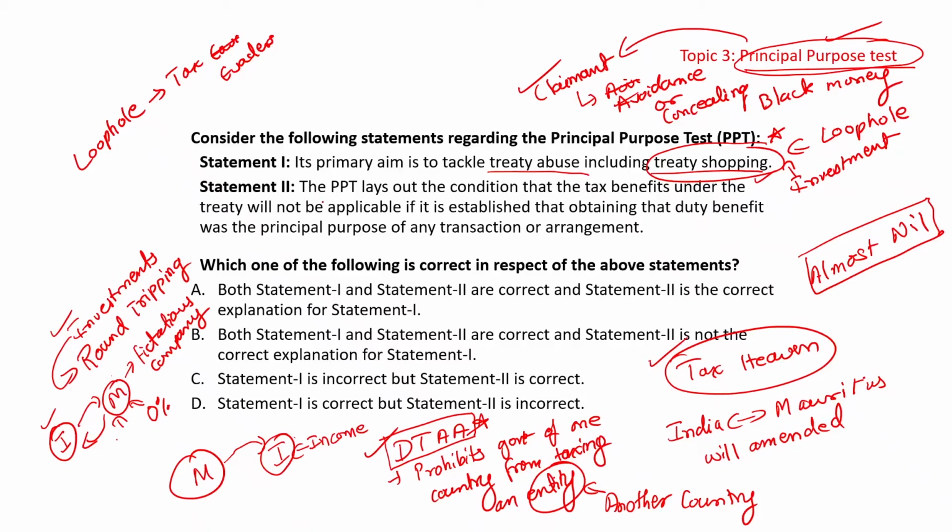Okay, statement 2. The PPT, that is principal purpose test, lays out the condition that the tax benefits under the treaty will not be applicable if it is established that obtaining that benefit was the principal purpose of any transaction or arrangement. Absolutely, both the statements are correct. Okay? Both the statements are correct. If the aim was only to defraud the tax authorities, the benefit of the tax treaty cannot be taken, है ना.